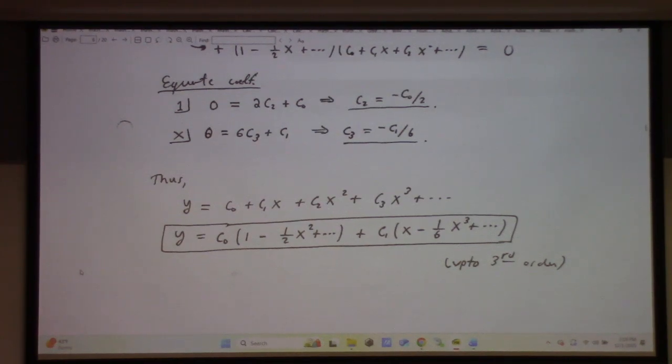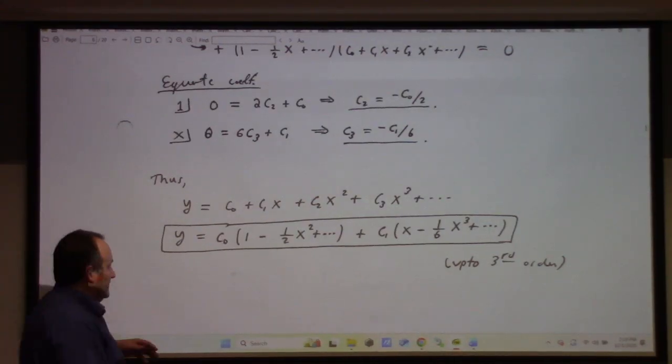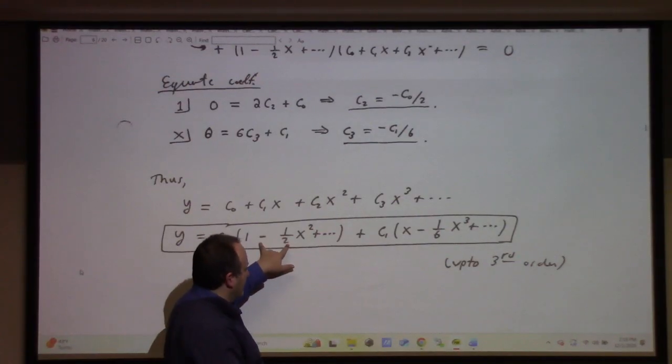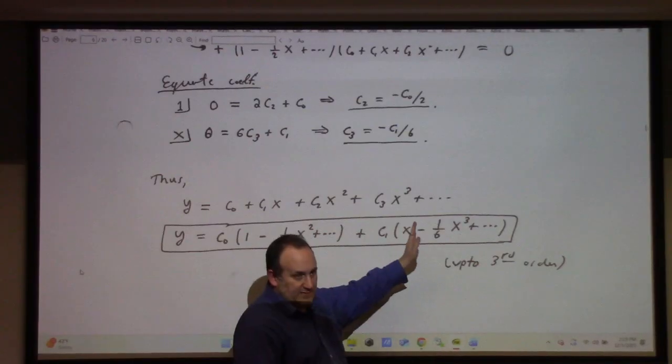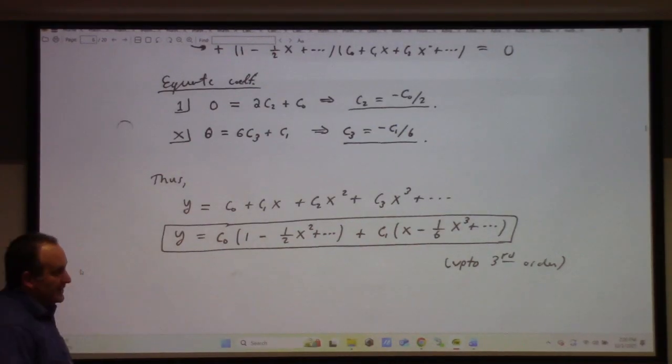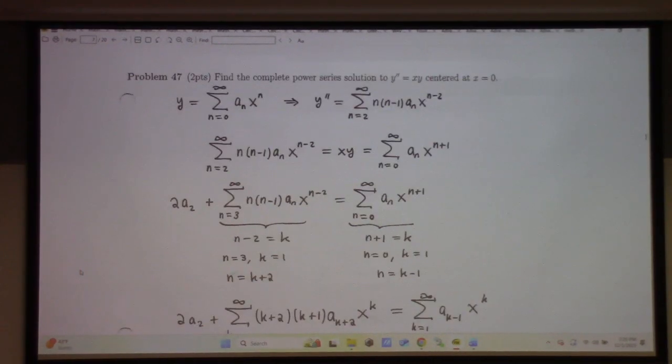Now this one here, of course, we have 2 arbitrary constants in the answer. Why? Because the initial conditions were not given, right? So we expect 2 arbitrary constants in our general solution, and we do have those. And to get the third order, it suffices to take quadratic order for this piece, because the next non-trivial term is quartic. And of course, that's the third order. It's kind of just in your face right there. Okay, so this one here: complete power series solution of y prime prime equal to xy.